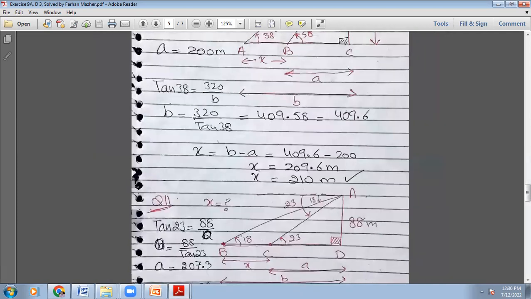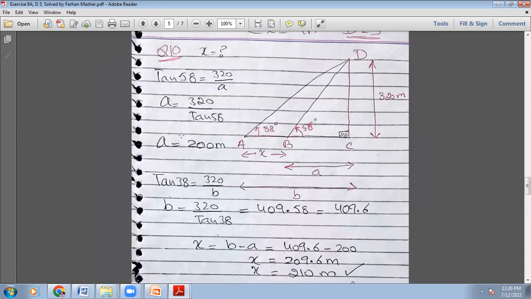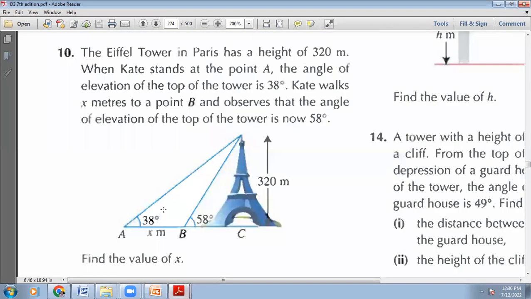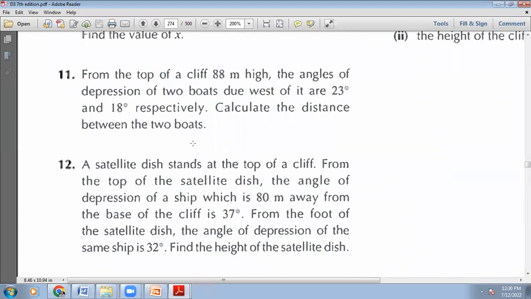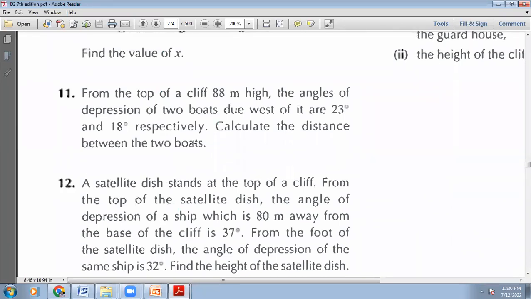So this is how you will do question number 10. I hope you understand this question, and let's go to the next question. The next question is question number 11. It says, from the top of a cliff, 88 meters high, the angles of depression of two boats due west of it are 23 degrees and 18 degrees respectively. Calculate the distance between the two boats.